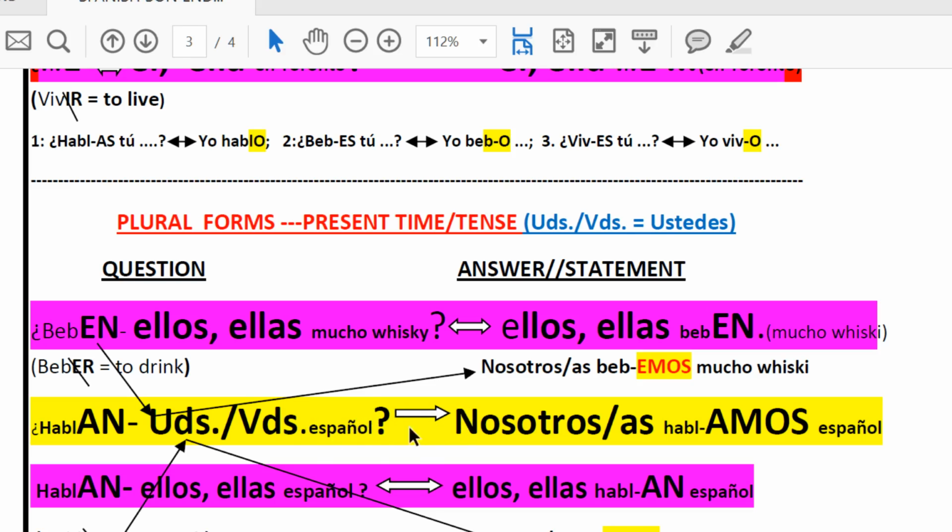Now you can transfer this question and answer concept to all the verb sounds in the Spanish language.